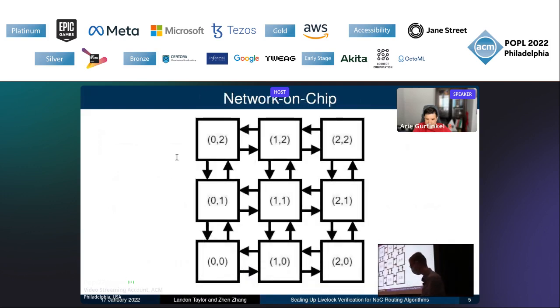The network-on-chip system we analyze is a 2D mesh network with a coordinate system, as shown here. In hardware, these nodes use routers and arbiters to forward and receive packets, as well as generate and absorb those packets. In our work, we abstracted all of that away and treated every node as a single unit that can send and receive packets.